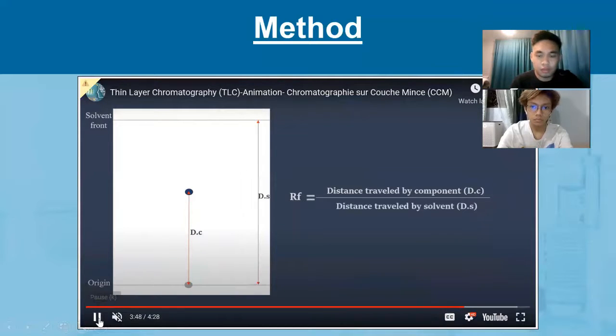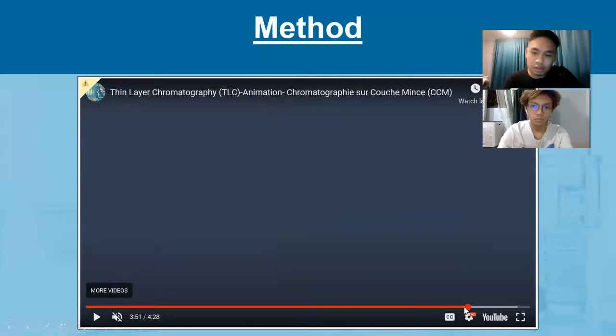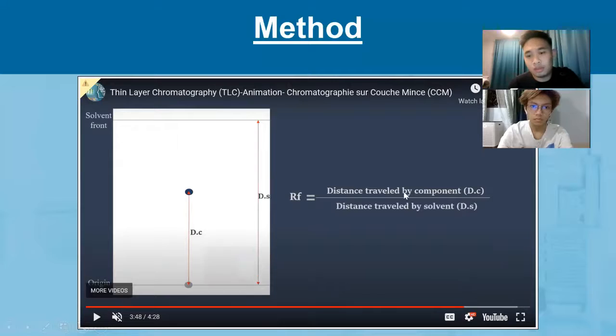This is the formula of the retention factor, Rf: the distance traveled by the component divided by the distance traveled by the solvent. This is the distance traveled by the component, and this is the distance traveled by the solvent. Solvent is the mobile phase. The component is from the previous video that we saw. They put the compound here, so we determine the retention factor.